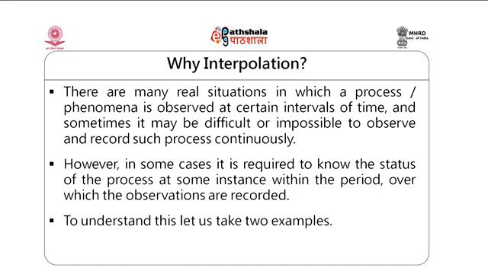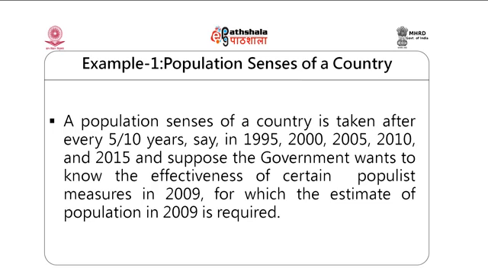To understand this, let us take two examples. The first example is the population census of a country. You know that a population census of a country is taken after every 5 to 10 years, say in 1995, 2000, 2005, 2010 and 2015. Suppose the government wants to know the effectiveness of a certain populist measure in 2009, for which the estimate of population in 2009 is required.